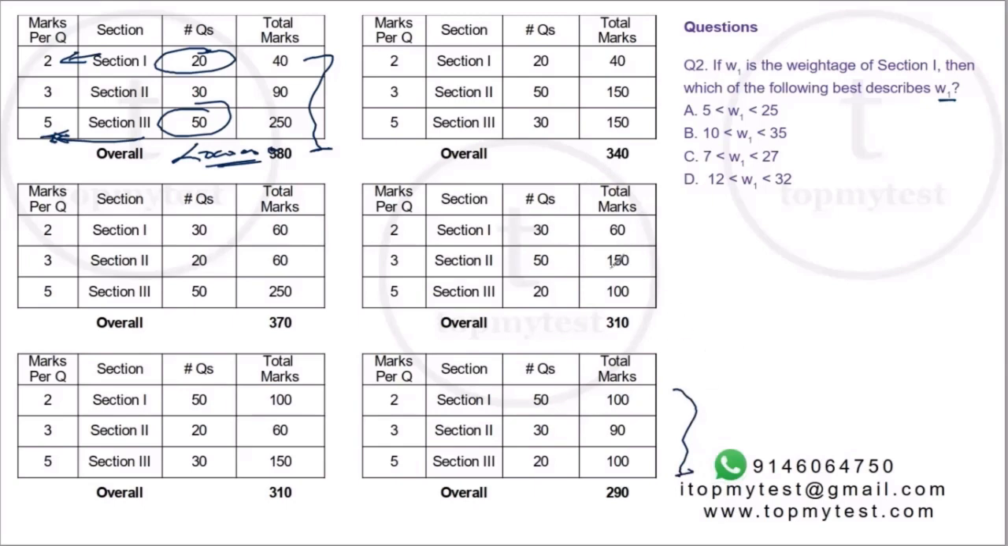You can actually calculate it also. See, 100 by 290 is better than 100 by 310. 100 by 310 is better than 60 by 310. 60 by 310 is better than 60 by 370. 60 by 370 is actually going to be worse than 40 by 340, and this is going to be the lowest of all. Right? So this will be the lowest, this will be the highest. You can easily say this is the range.